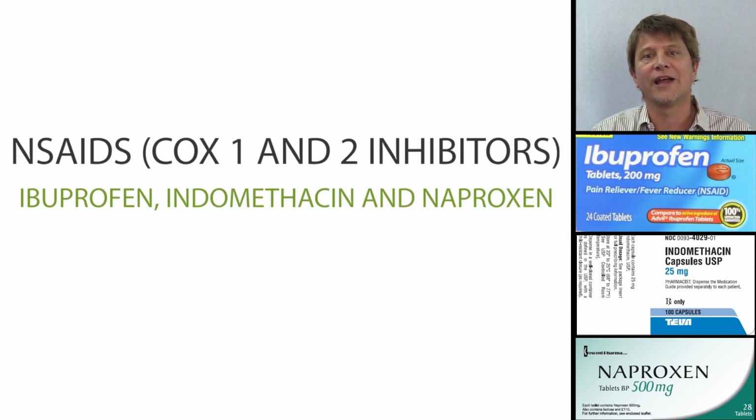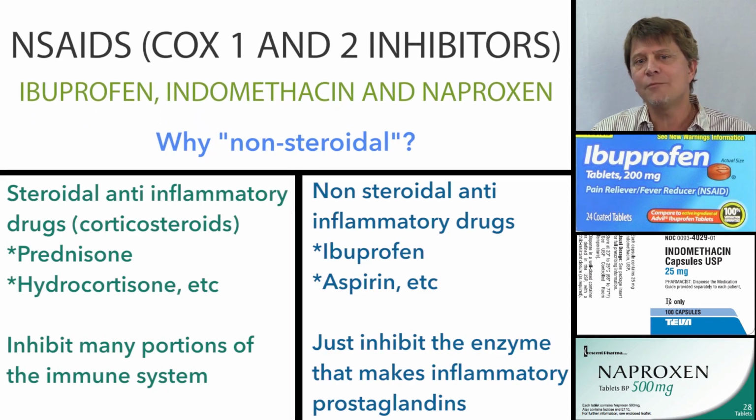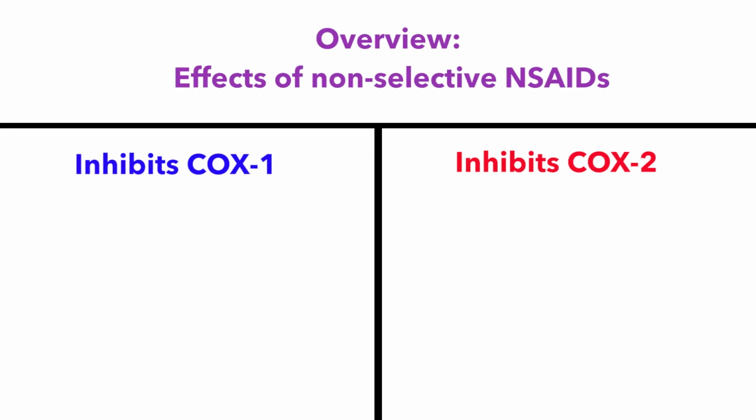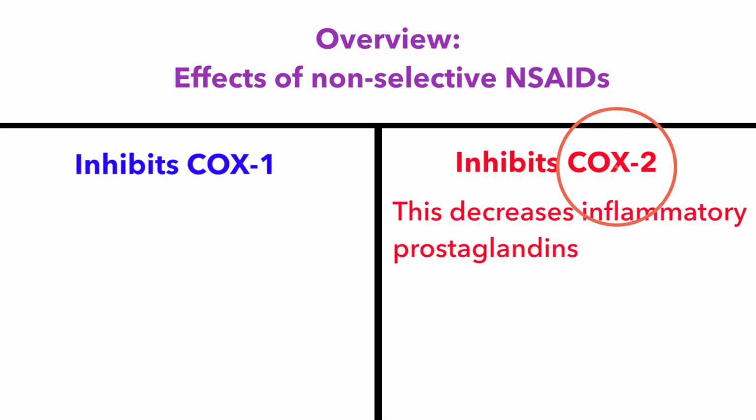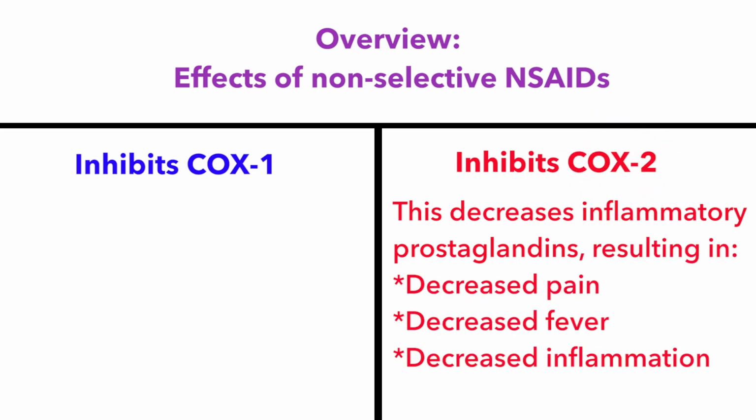COX-1 and COX-2. The term non-steroidal distinguishes these drugs from the corticosteroids. And the corticosteroids have a much broader anti-inflammatory effect than the non-steroidal anti-inflammatory drugs. These drugs affect the cyclooxygenase 2 enzymes that make inflammatory prostaglandins. And by decreasing the inflammatory prostaglandins, we reduce pain, decrease fever, and in higher doses, decrease inflammation.